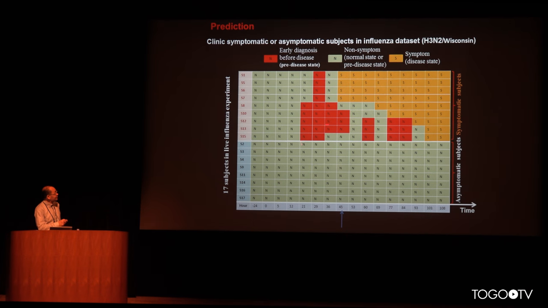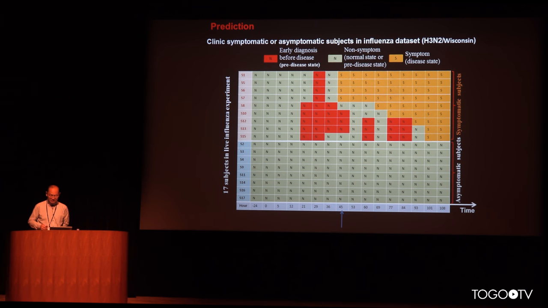So this is the diagnosis by our best doctor. Okay, so the red one is the diagnosis by the DNB. They are all earlier than the clinical diagnosis.